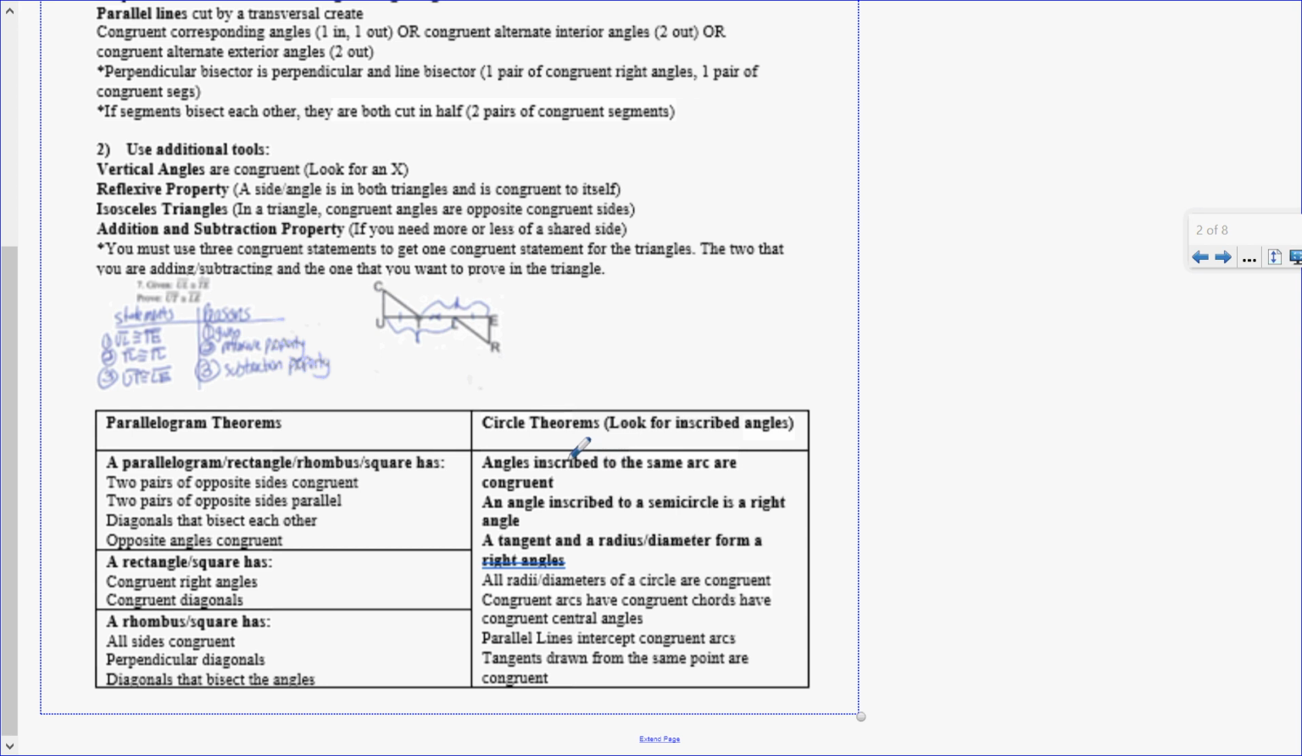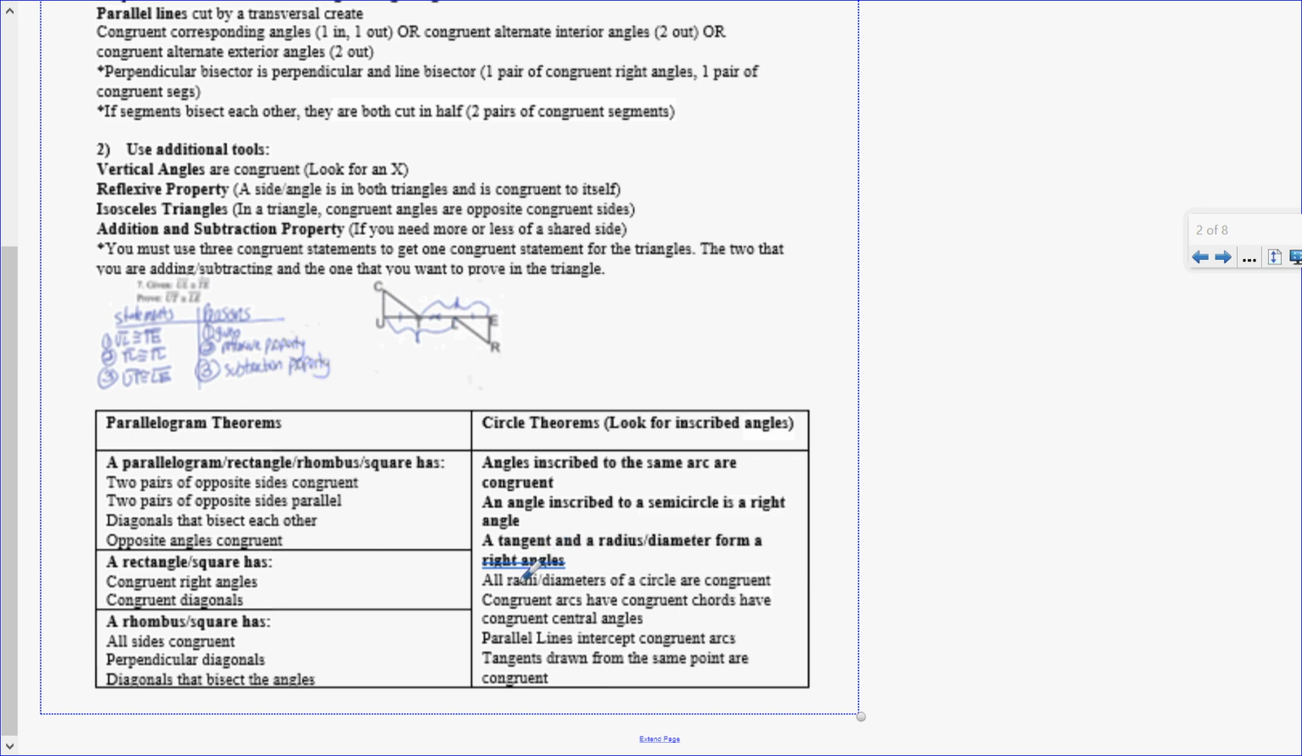You want to look for inscribed angles. That's what it says here. Circle theorems, always look for inscribed. It's all about the inscribed, which was the lesson on Friday. An angle inscribed to a semicircle is a right angle. Again, that's the second of the three rules. And then a tangent and a radius/diameter form right angles.